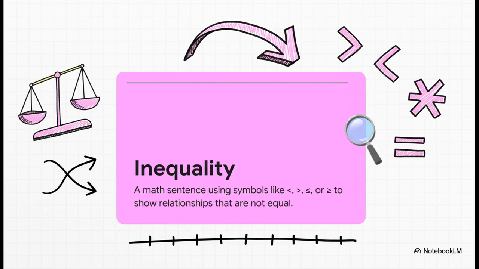So how do we write a rule like that using math? Well, we've got a special tool for that, and it's called an inequality. Just look at the definition here. An inequality is simply a math sentence. It uses some special symbols to show that things aren't necessarily equal. It's really just a way to say more than or less than in the language of math.